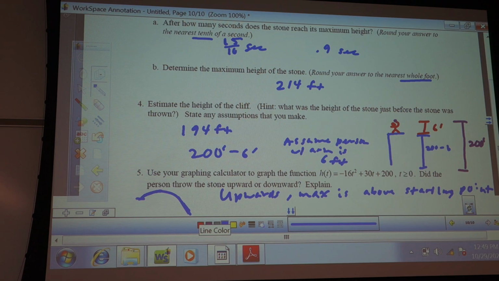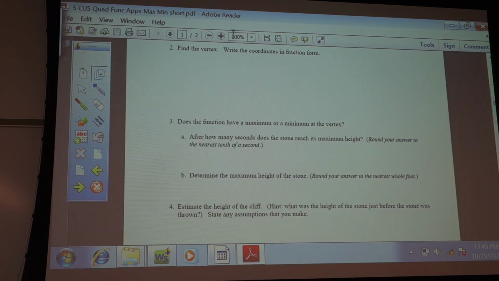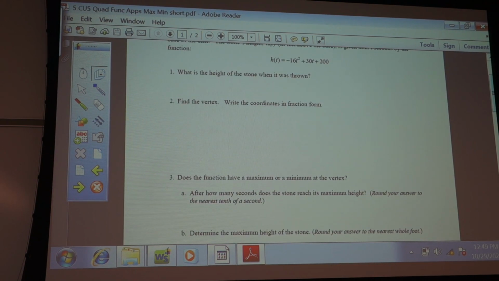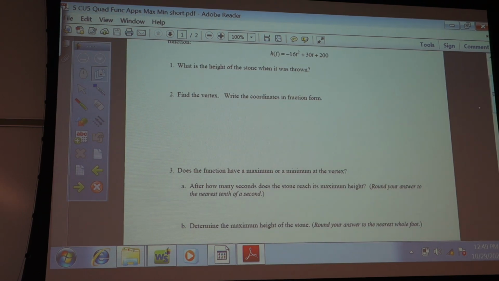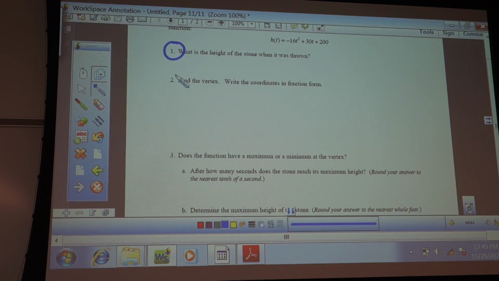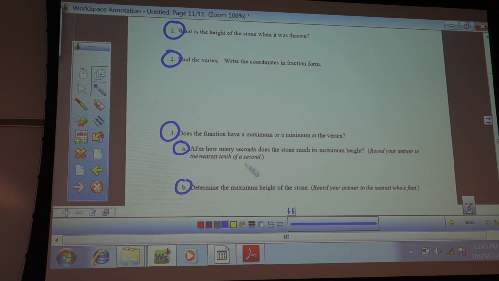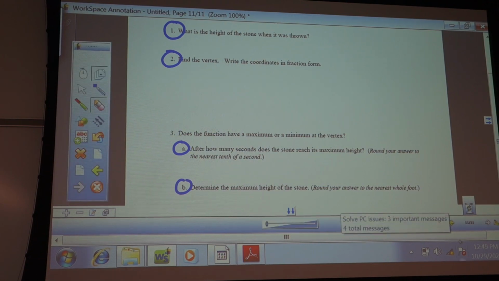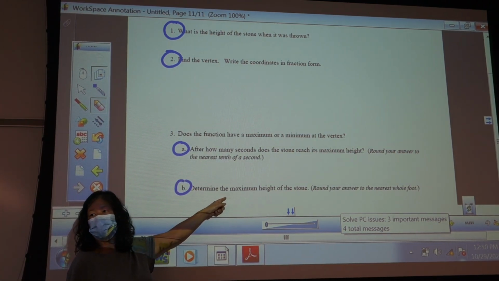So what am I going to require on the exam? Are we going to have to figure out how to plug all that into Desmos and look at the graph? No. I am going to expect you to give me this. Maybe the height one is thrown. Definitely find the vertex, minimum or max, and after how many seconds does it meet its maximum height, and determine the maximum height. So when does the maximum occur, and what is the maximum height?